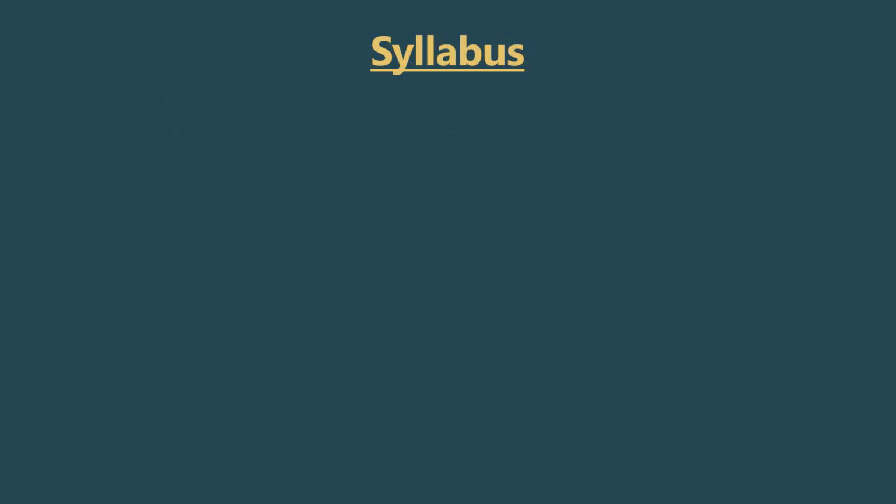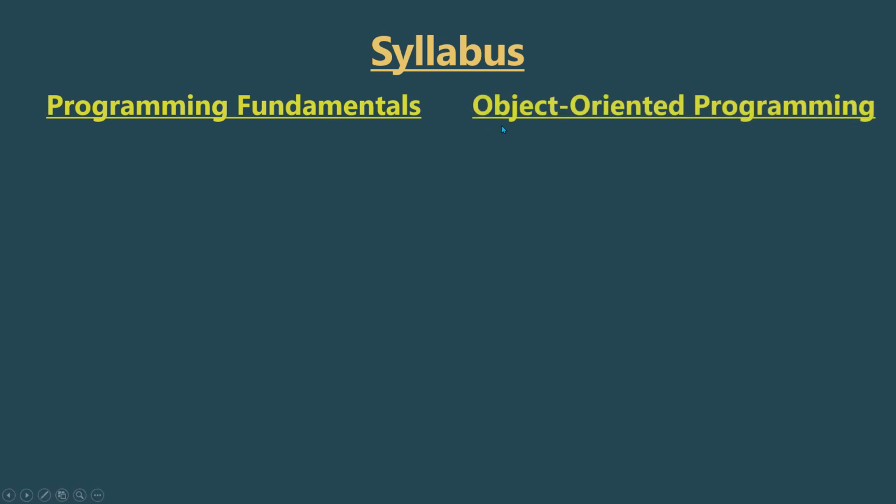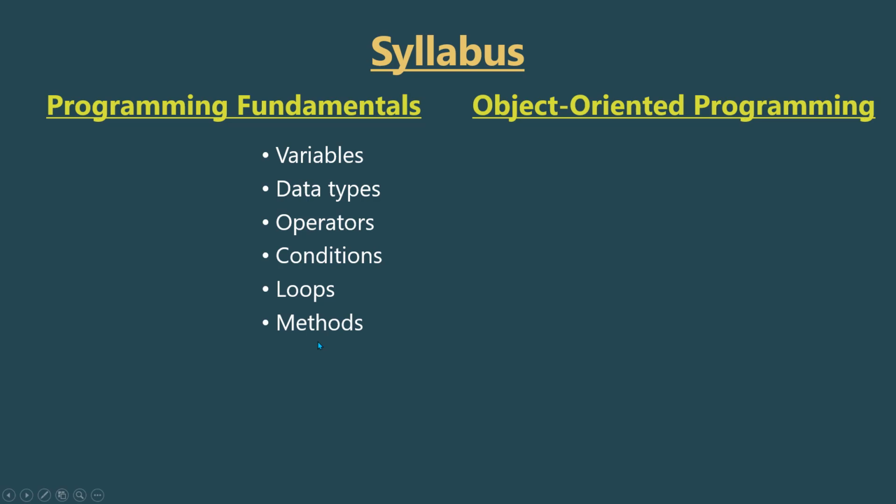This course is divided into two parts, the programming fundamentals part and the object-oriented programming part. In the programming fundamentals part, we will talk about the basics of programming. For example, we will talk about variables, data types, operators, conditions, loops, and methods. And these concepts are the basis of almost every programming language. So if you learn these concepts in Java, you will be able to apply them in other programming languages easily.